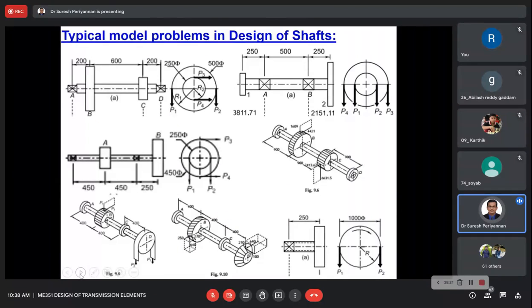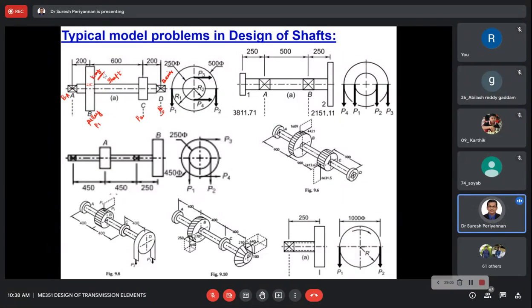Before entering into the problem, let us discuss what types of problem we are going to handle. Now see here, this is the shaft. This is pulley 1, P1, and this is pulley 2, P2. This is a bearing, I put B A, and this is B D. Now the key is going to be here.